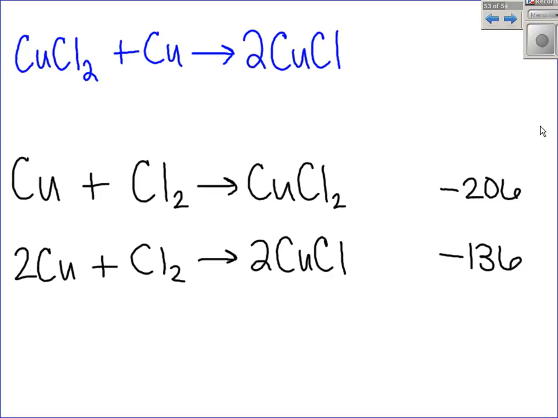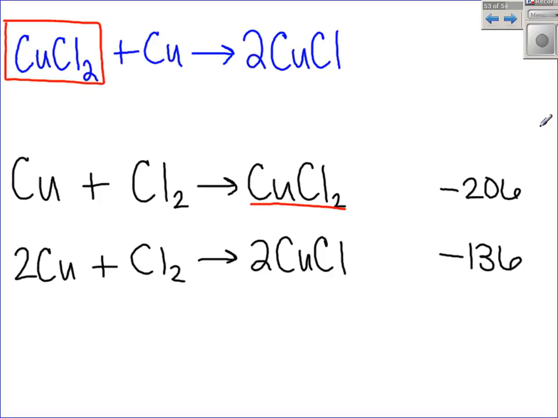Now that total equation comes from the two equations written below in black. The first one has an enthalpy change of negative 206, while the second one has an enthalpy change of negative 136. Let's go ahead and start manipulating to get the bottom two reactions to look like the top one. All right, I'm looking for a CuCl2 on the reactant side and just one of them. Here is the CuCl2, and I have one of them, but it's written on the wrong side.